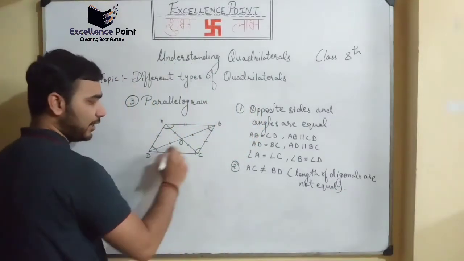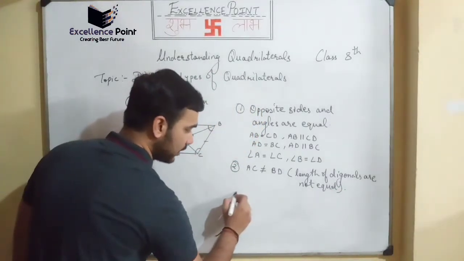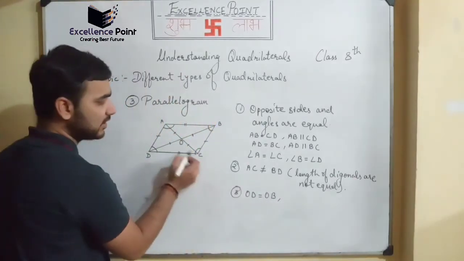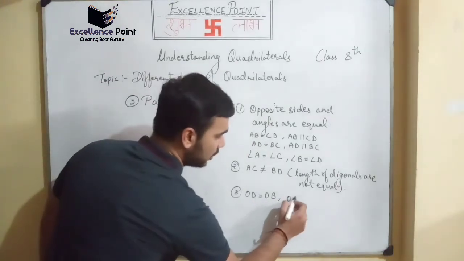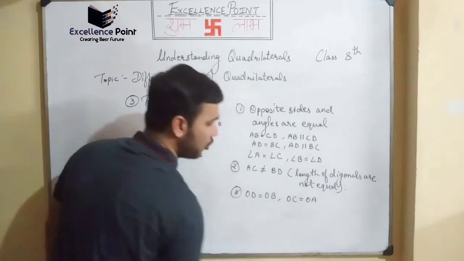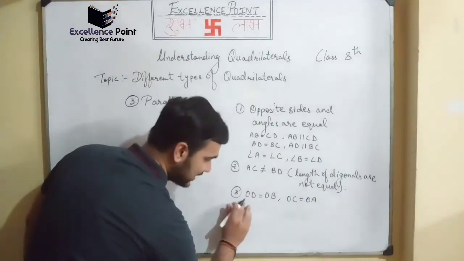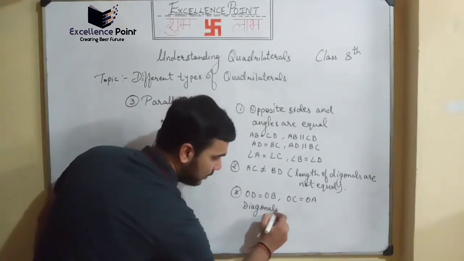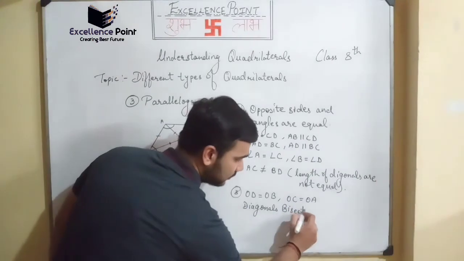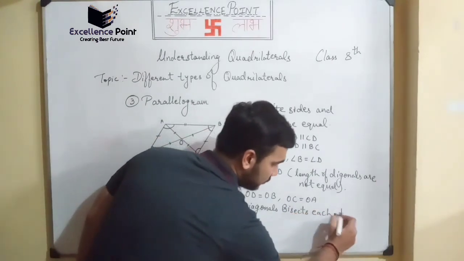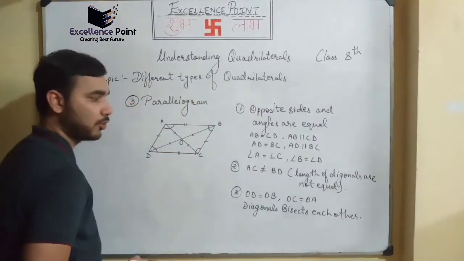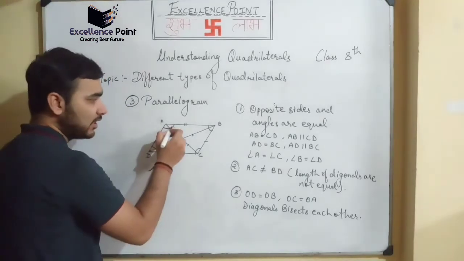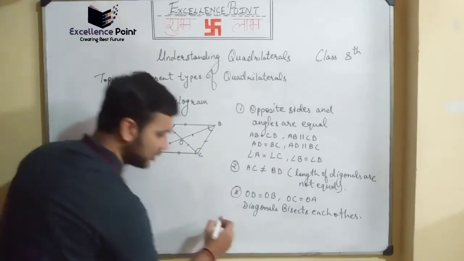But we can say that OD is equal to OB. Also we can say that OC is equal to OA. So we can say that the diagonals bisect each other. It's the third property.